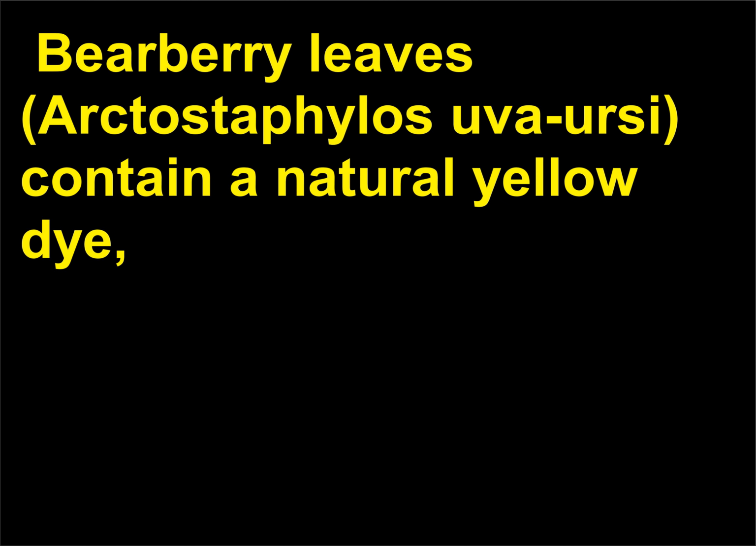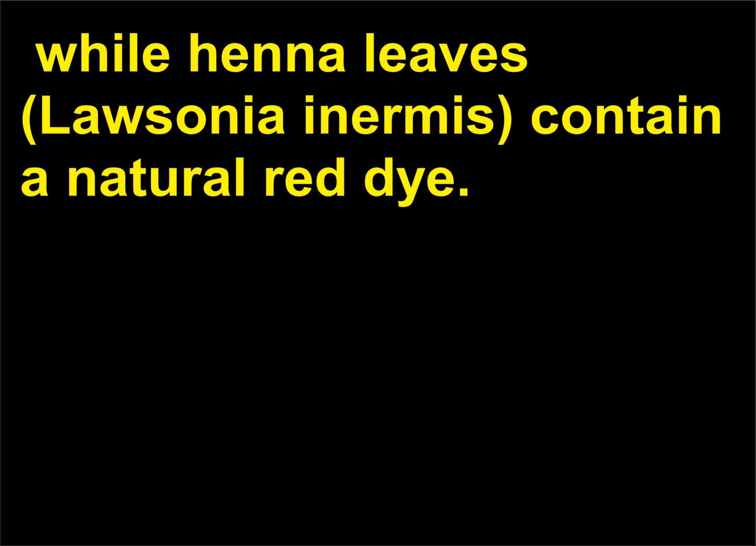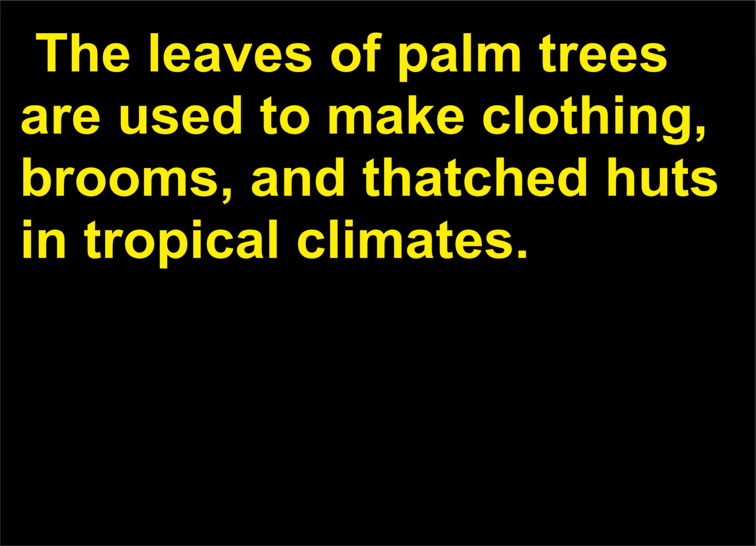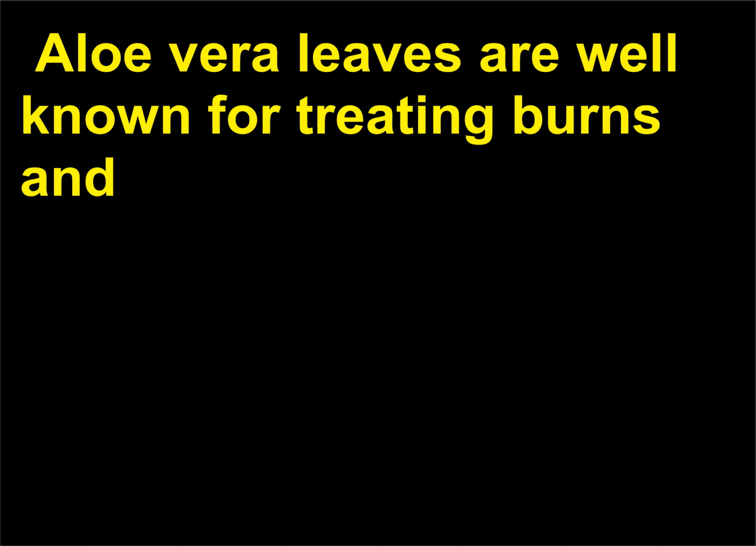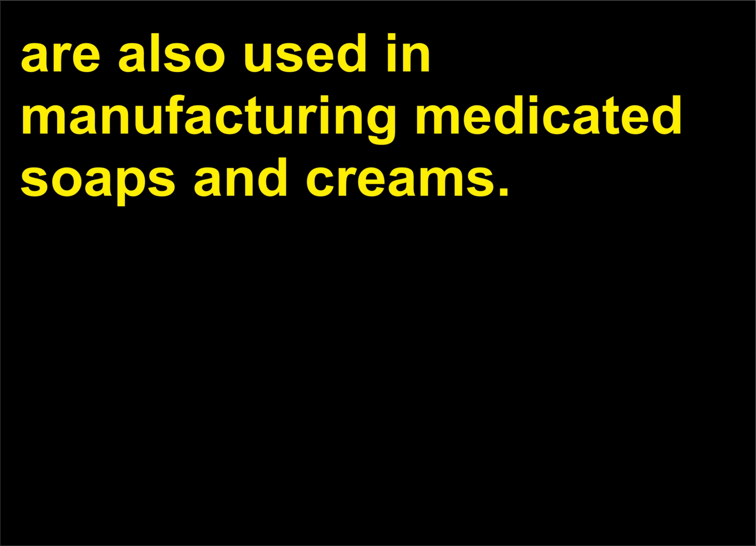Bearberry leaves, Arctostaphylos uva-ursi, contain a natural yellow dye, while henna leaves, Lawsonia inermis, contain a natural red dye. The leaves of palm trees are used to make clothing, brooms, and thatched huts in tropical climates. Aloe vera leaves are well known for treating burns and are also used in manufacturing medicated soaps and creams.